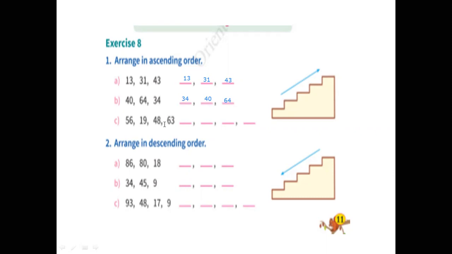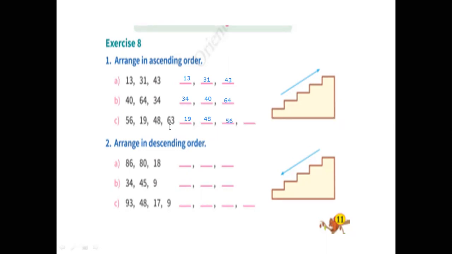56, 19, 48, 63. In this, which is the smallest number? Yes, 19 is the smallest number. Next, 19 we have wrote. Now we have to compare 56, 48, 63. Which is smallest among this? 48 is smallest. Next, 19 and 48 we have wrote. Now we have to compare 56 and 63. Which is smallest here? Yes, 56 is smallest.